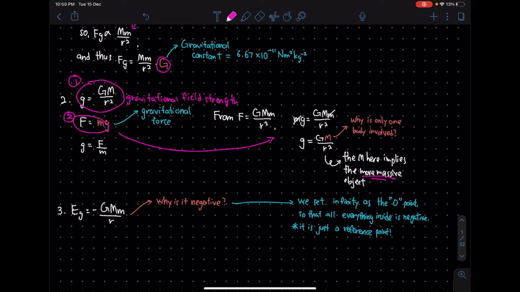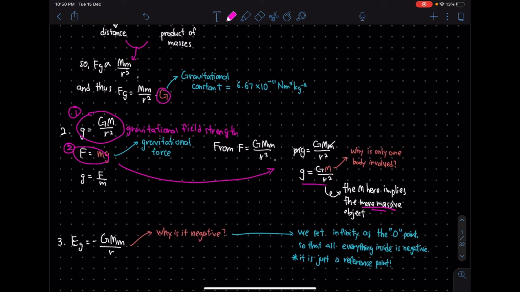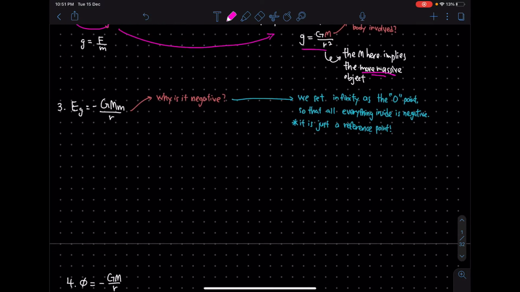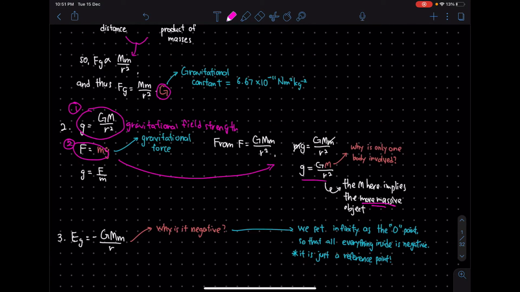By doing so, you will find that the gravitational field strength will look something like this. Some might wonder why only one body is involved, but it's because we're just talking about the gravitational field strength of one body. Any other bodies of masses would not influence the gravitational field strength of that body.